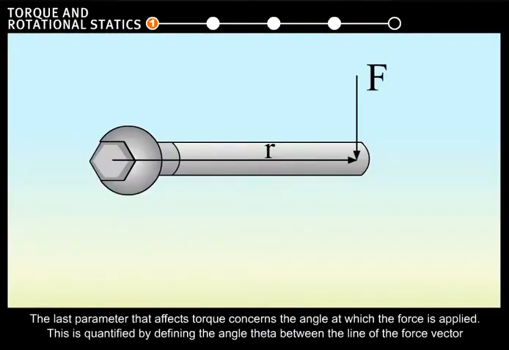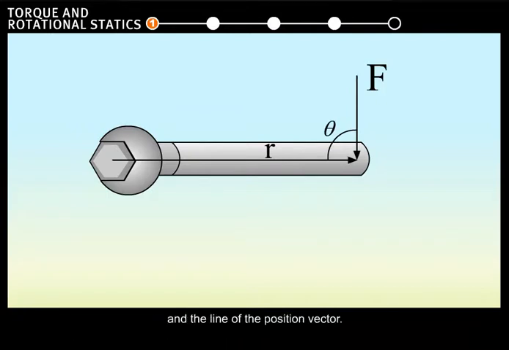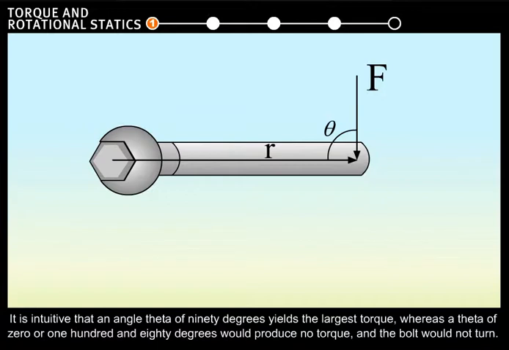The last parameter that affects torque concerns the angle at which the force is applied. This is quantified by defining the angle theta between the line of the force vector and the line of the position vector. It is intuitive that an angle theta of 90 degrees yields the largest torque, whereas a theta of 0 or 180 degrees would produce no torque, and the bolt would not turn.